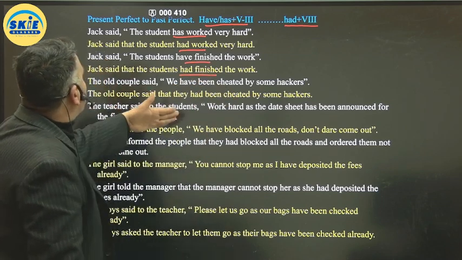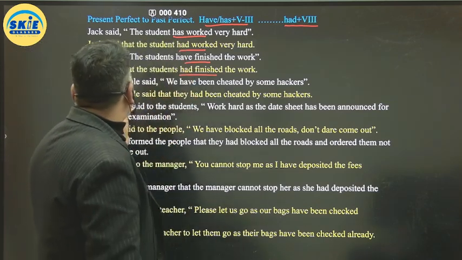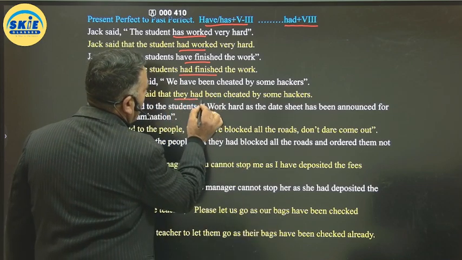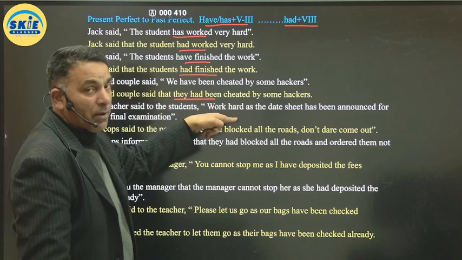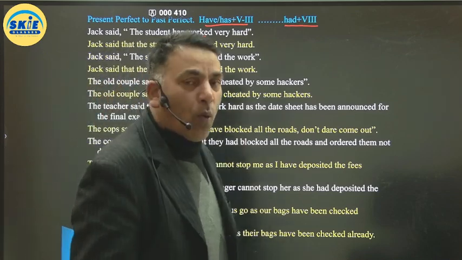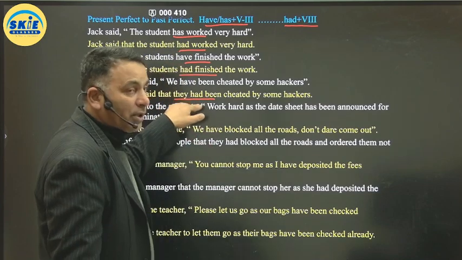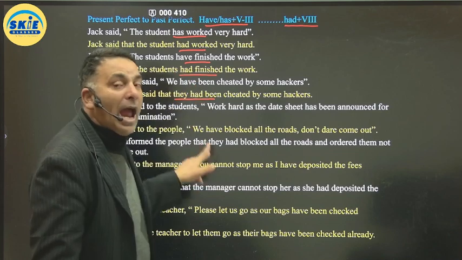The old couple said, we have been cheated by some hackers. The old couple said they had been cheated by some hackers. Now, we have been changed to they had been, because there are two changes. One, there is a change in the pronouns, and two, there is the change of the tense. So we will change to they, and have been will change to had been.